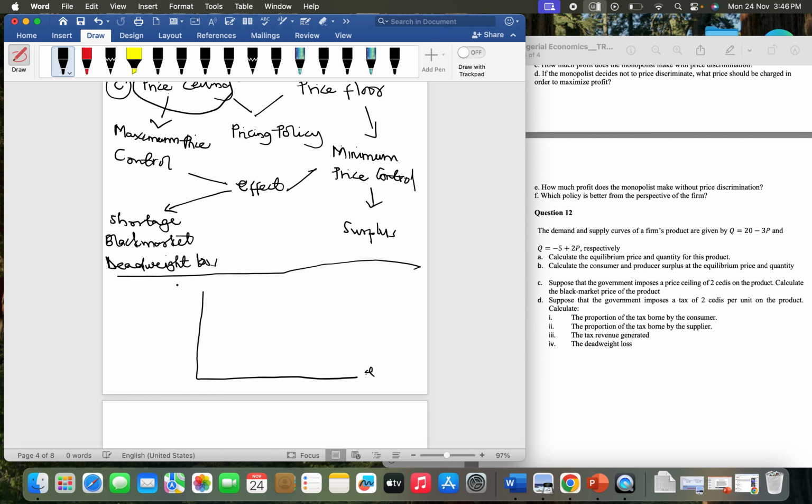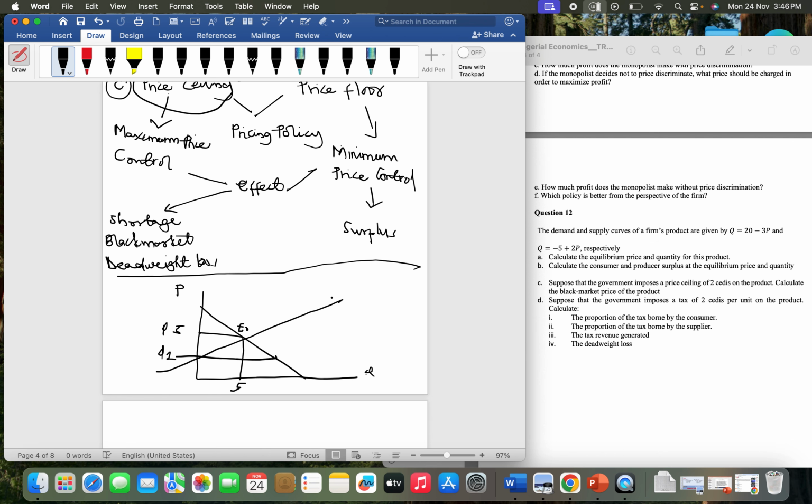So this is quantity, this is price, this is demand, this is supply. Where they are meeting is the equilibrium point. This is the equilibrium price, and the equilibrium quantity. The equilibrium price in the question was 5 cedis. Our quantity too was 5. We've been given a price control of 2 cedis. So will the 2 cedis fall above 5 cedis or below? It will fall below the 5 cedis. So you move it like this.